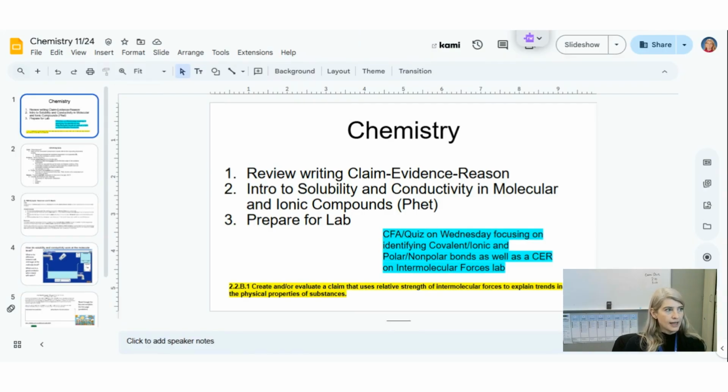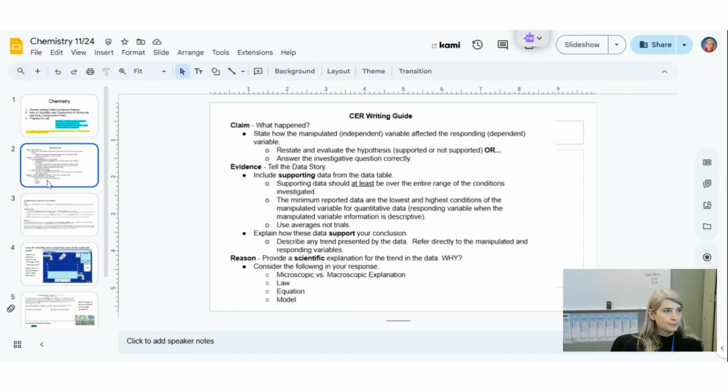a quick overview. Basically, first thing we did is review how to do a claim evidence reason writing assignment, because that will be on your summative test. And so the claim part is basically answering the question, right? What happened? Evidence. Again, this outlines what you need to be including. It kind of depends on your data, but generally at least 2 pieces of evidence. And then reason would be the scientific explanation.